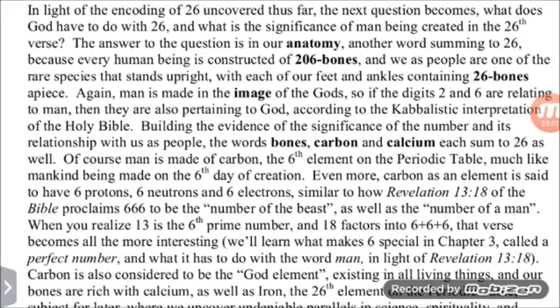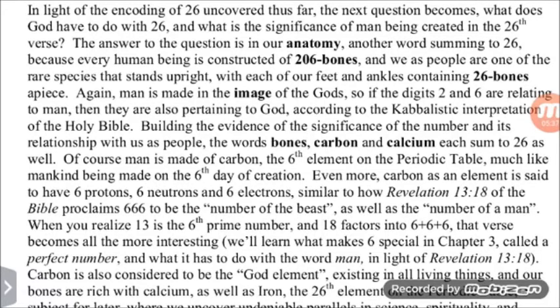Again, man is made in the image of the gods, so if the digits 2 and 6 are relating to man, then they are also pertaining to God according to the Kabbalistic interpretation of the Holy Bible. Building the evidence of the significance of the number and its relationship with us as people, the words bones, carbon, and calcium each sum to 26 as well. Of course, man is made of carbon, the 6th element on the periodic table, much like mankind being made on the 6th day of creation.